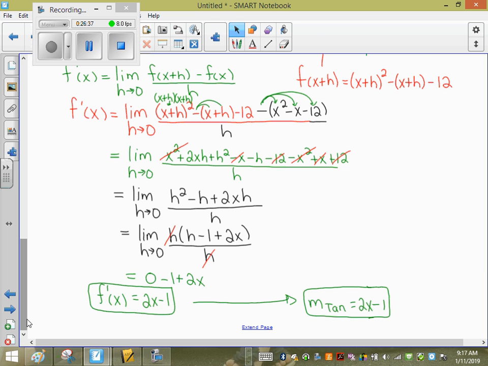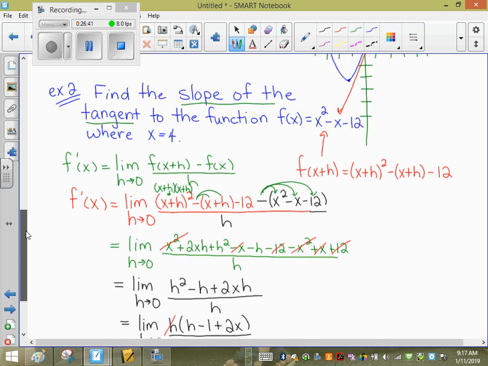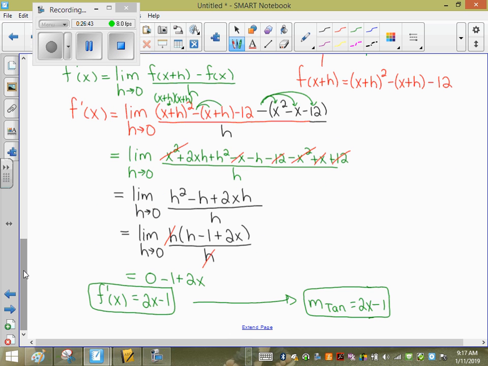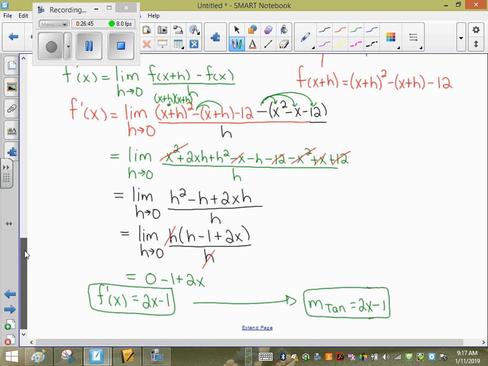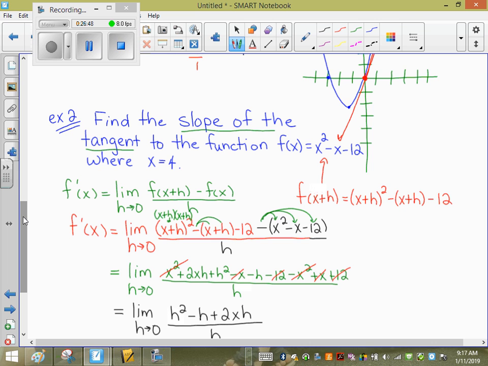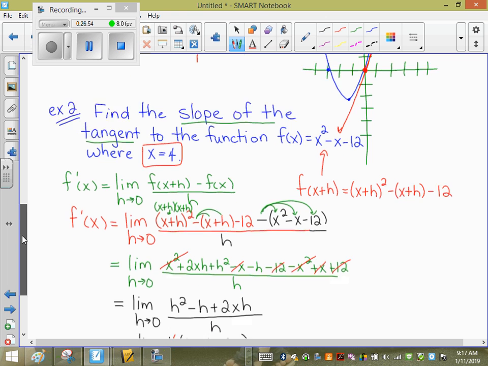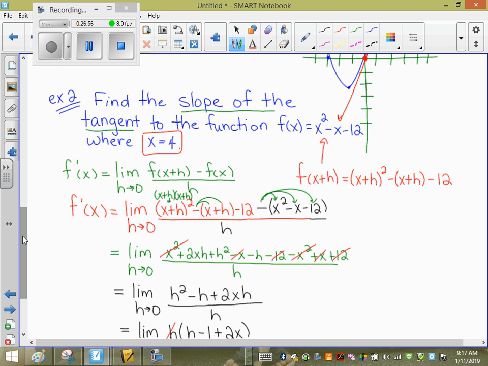Okay. Are we done? The question said, find the slope of the tangent. Boom, got it. That's general slope of the tangent. But it wants it to the function x squared where x equals 4. So they want a specific one. They don't want the general term. They want a specific point. Now, some people will say, but I don't know what the y is. Do we need the y in this case? No, because it's only an x.